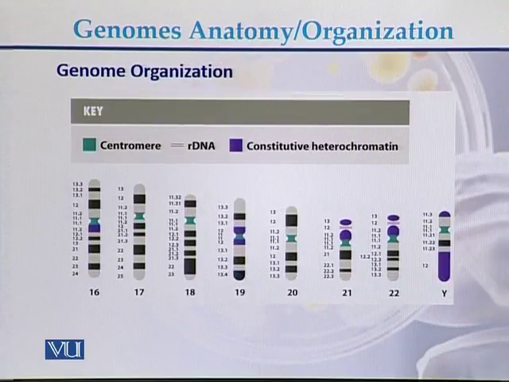As another example, in the human Y chromosome, most of the chromosome consists of constitutive heterochromatin.